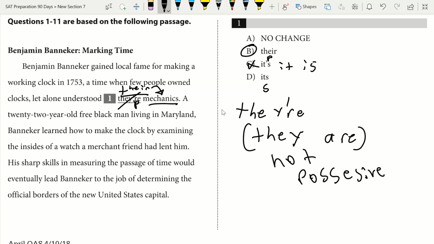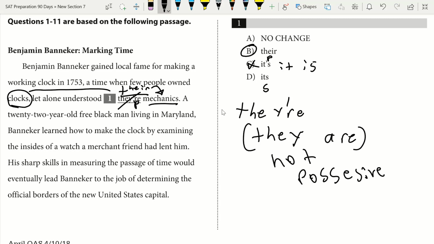How do I know it's plural and not singular? Well, let alone understood their mechanics. What is there referring to? There here is referring to these clocks. A time when few people owned clocks, let alone understood their mechanics.